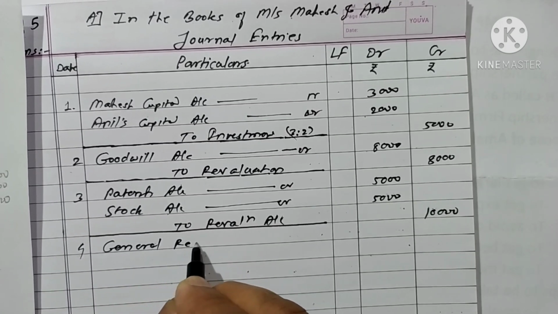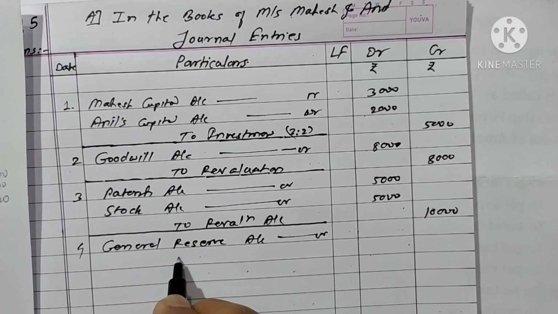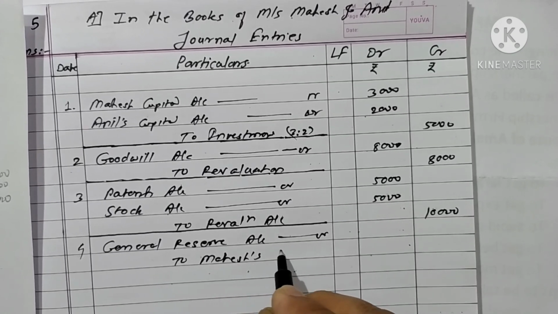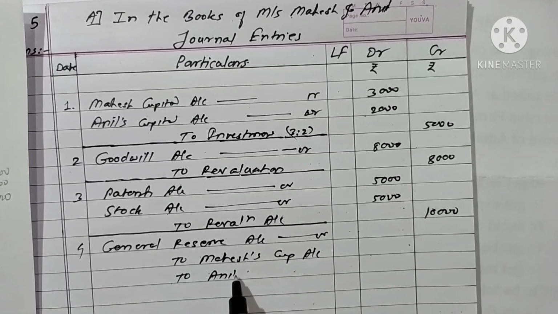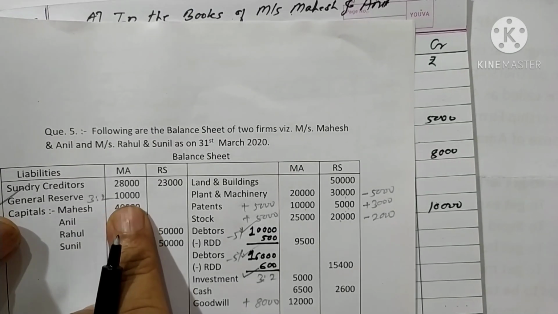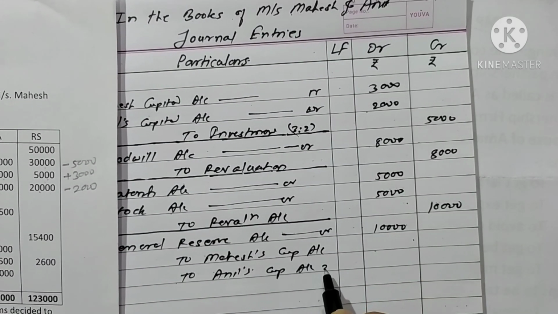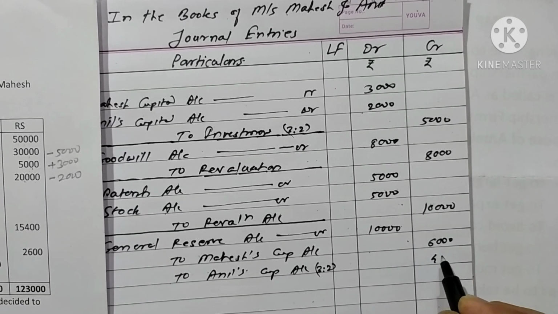General reserve account debit to Mahesh capital account and to Anil's capital account, rupees 10,000. Proportionate 3:2. It comes to 6,000 and 4,000.